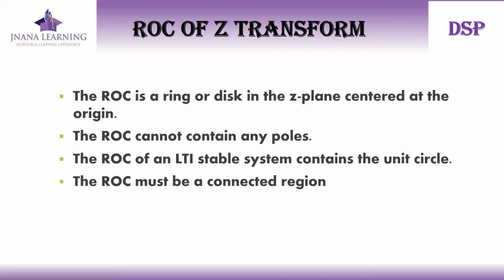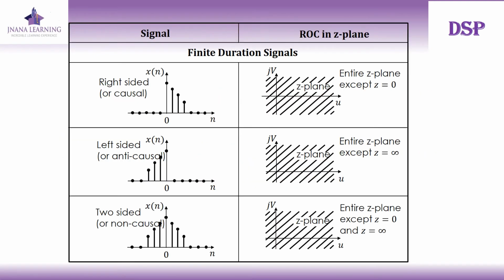Now we will see the ROC for some finite duration signals and infinite duration signals. First we will see the ROC of finite duration signals. The first case we are discussing is a right-sided sequence or a causal sequence. If x of n is a finite duration causal sequence, then the ROC is the entire Z plane except at z equal to 0.